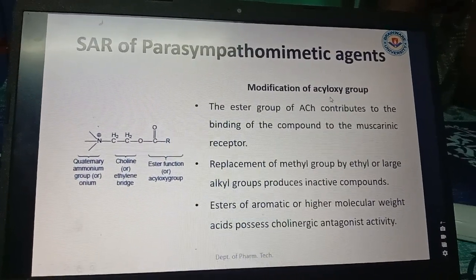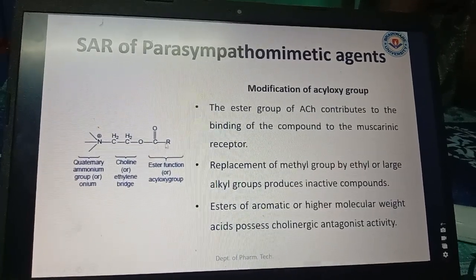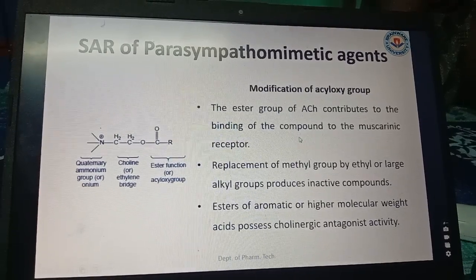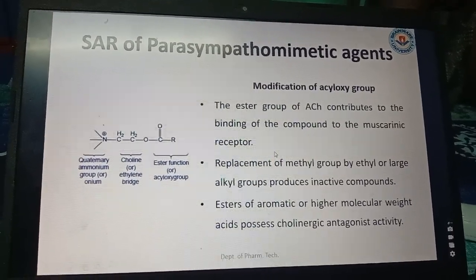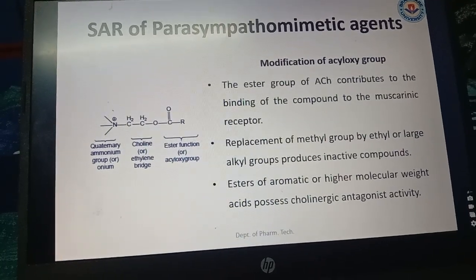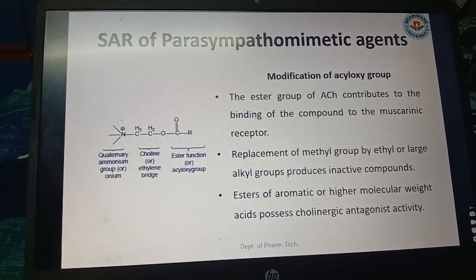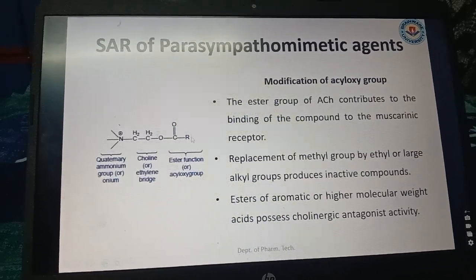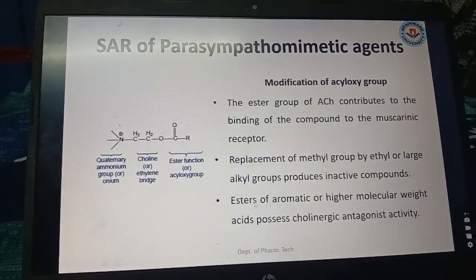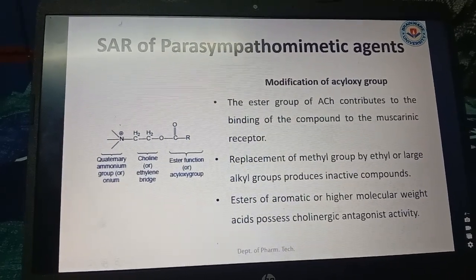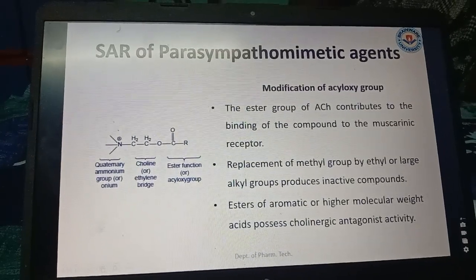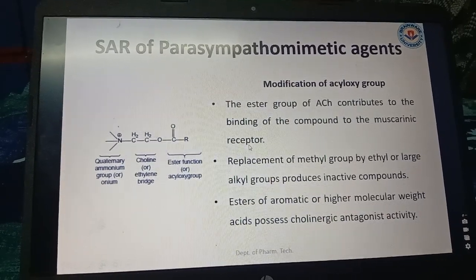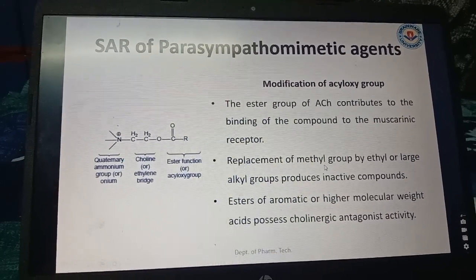Now modification of the acyloxy group. This acyloxy group is present. So the ester group of acetylcholine contributes to the binding of the compound to the muscarinic receptor. Now replacement of the methyl group by an ethyl or larger alkyl group produces an inactive compound. That means if this methyl group is replaced by ethyl or a larger alkyl group, then the product will be inactivated. Esters of aromatic or higher molecular weight acids possess cholinergic antagonist activity. That means if the compound is esterified with an aromatic or higher molecular weight acid, the drug will have antagonistic property.